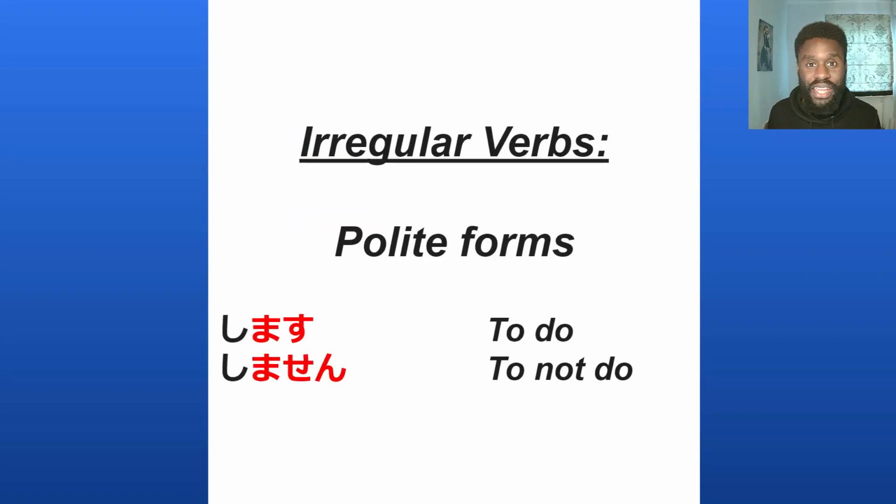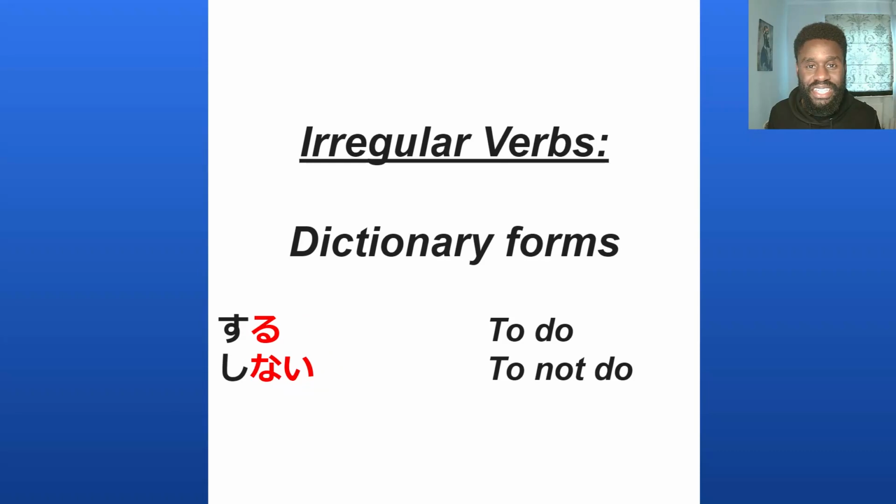This is the dictionary negative form of the verb. So, for irregular verbs, in order to make the polite positive and negative, we use the second row and we add mas or masen. For the dictionary positive form, we use the third row of the verb. For the dictionary negative form, we use the first row and we add nai at the end of it.